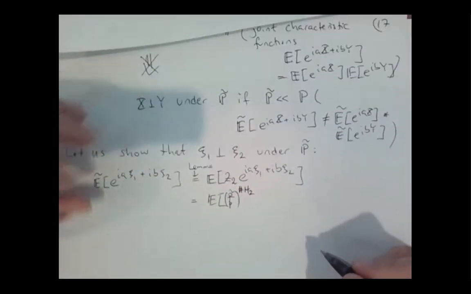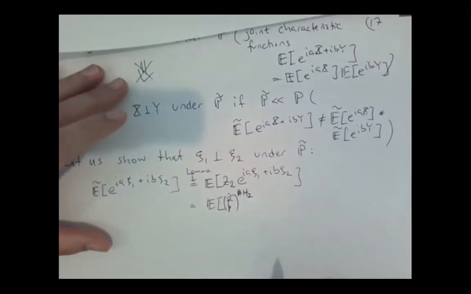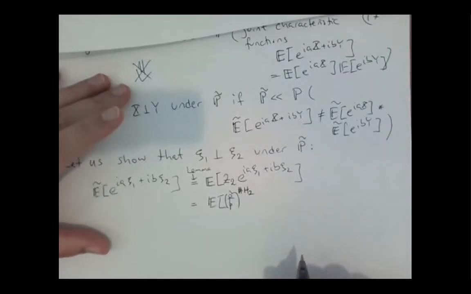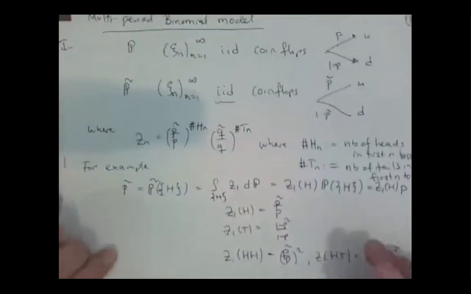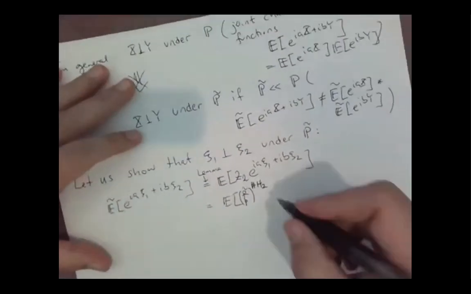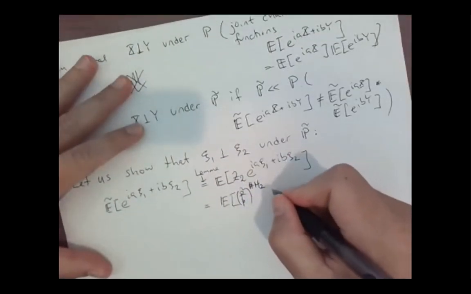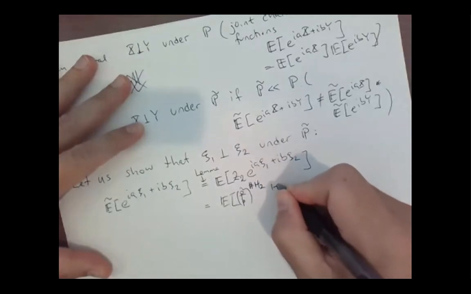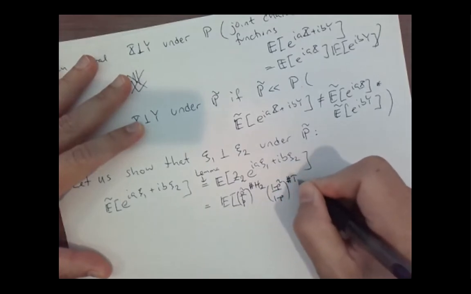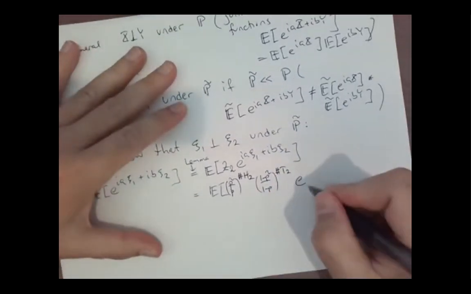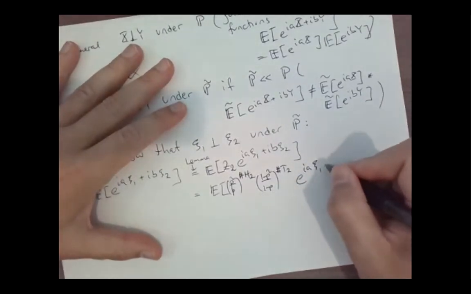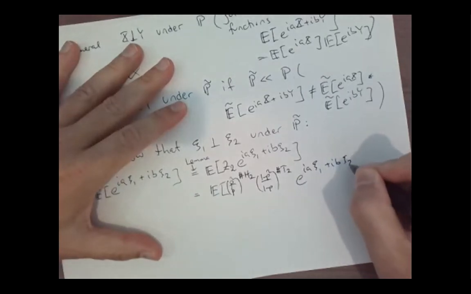Yes, this is not particularly good notation. Maybe I should write this a little bit differently. Okay. We will follow the notation from before and then change it up a little bit. So we have 1 minus P tilde divided by 1 minus P to the power number of tails in the first two tosses times e to the i a psi 1 plus i b psi 2.